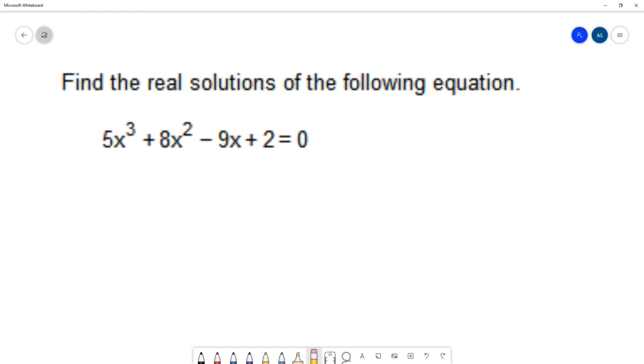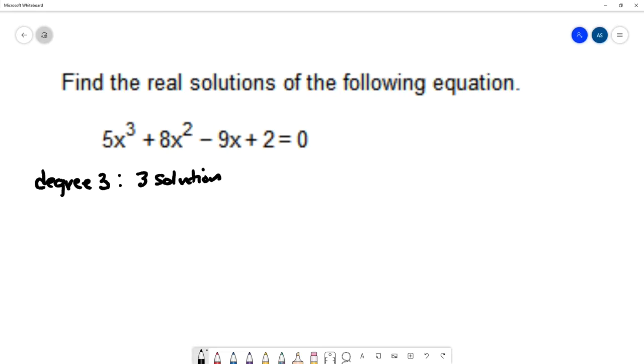And I'm going to start with noticing the degree of this polynomial. It has a degree 3. And because it has a degree 3, I know that it's going to have 3 solutions. And this is using the fundamental theorem of algebra. So having a degree polynomial of 3 means that we have 3 solutions, or 3 zeros of the function.